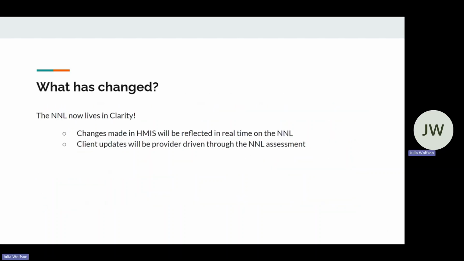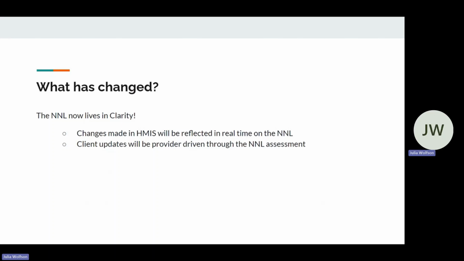So now that I've given an overview of the Number Next List, if you've been participating in CES Number Next List meetings up until our switch to Clarity, you might be wondering what has changed. The Number Next List now lives in Clarity. Changes made in HMIS will be reflected in real time on the Number Next List. Client updates will be provider driven through what is called the Number Next List assessment, which will be covered later in today's training.